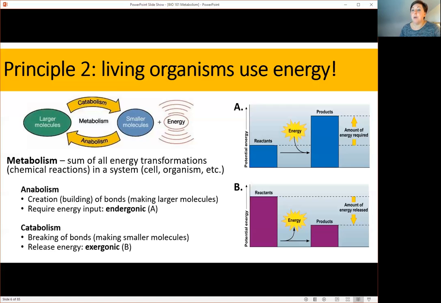Okay, so anabolic reactions are those that require energy input to build large molecules from smaller molecules. Catabolic reactions are those that release energy via the breakdown of larger molecules into smaller molecules.